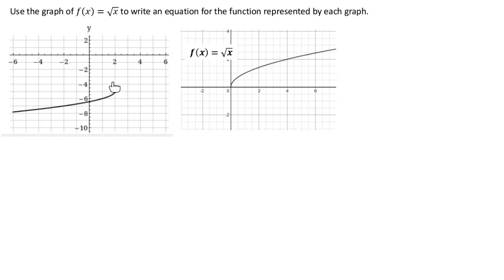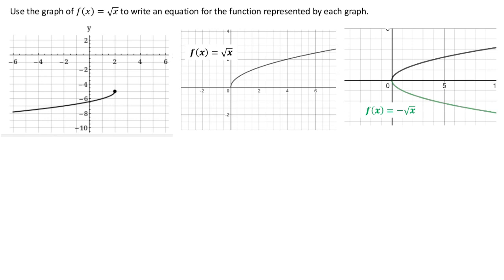Also, I see that if I'm looking at my point, it shifted 2 units to the right. So we know how to handle that. So if we know that it got shifted 2 units to the right, we know that we're going to subtract 2 units to the x inside the radicand, right? And then the graph shifted down again, 1, 2, 3, 4, all the way up to negative 5.